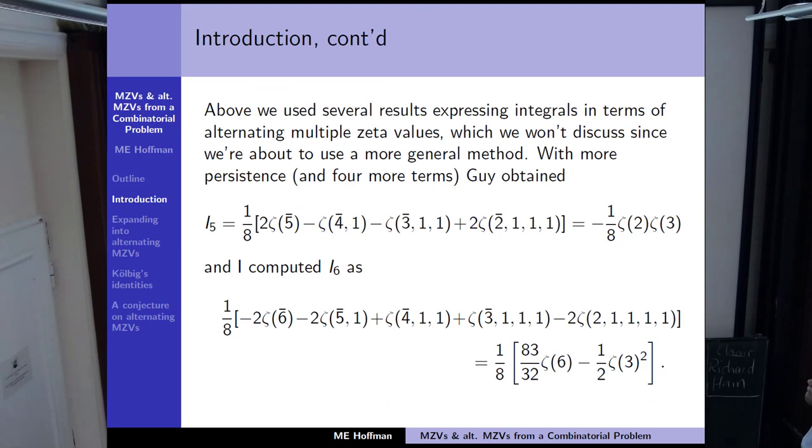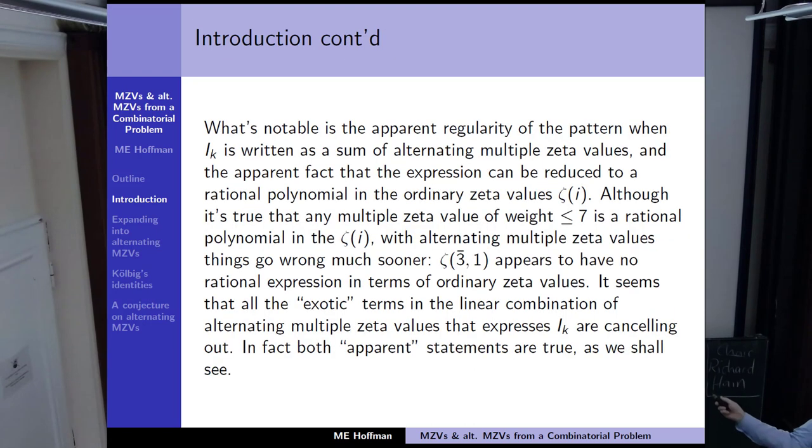But anyway, let me talk about the first stage of this, which is this pattern actually is not too hard to establish once you hit on the right substitution. So let's talk about that next. Oh, well, okay. The apparent regularity, such as it is, seems to be occurring in the fact that you get the sum of alternating multiple zeta values. I haven't quite told you what the coefficients are yet, but that's neat. And it also appears you can write it as a polynomial in the zeta i's.